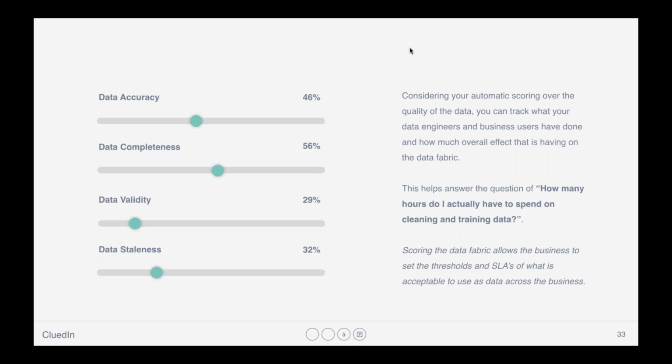Now, obviously, the higher those scores, typically the more work you need to spend in CluedIn Clean and CluedIn Train to be able to lift the data quality to that level. But the good thing is that the process is facilitated around it, around who's responsible for cleaning it, and here are the consistent tools to be able to provide that quality increase.